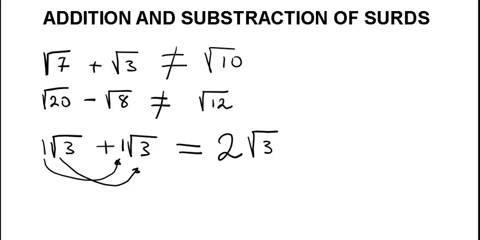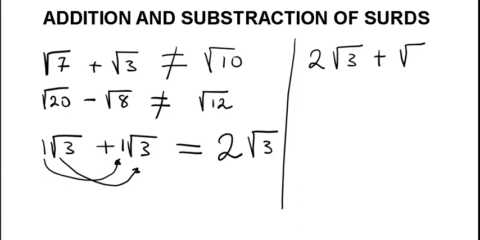Let's take another example. Let's assume we have 2 root 3 plus root 3. In this case, you can add these surds because the numbers in the roots are the same. We call them similar surds. So it is the same. Therefore, you can go ahead and add.